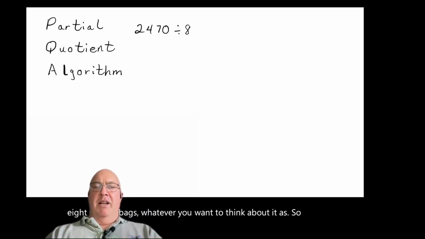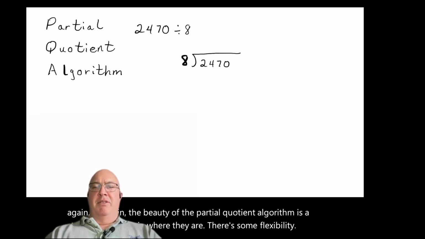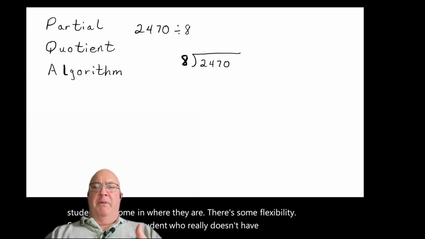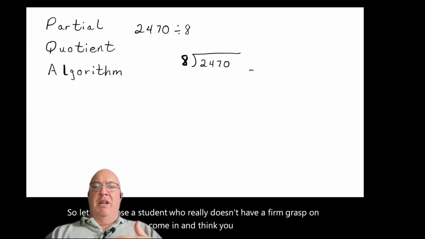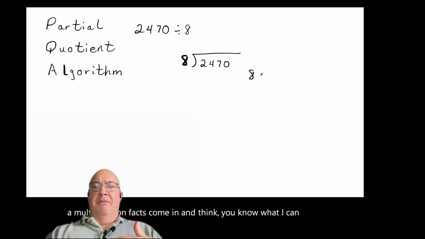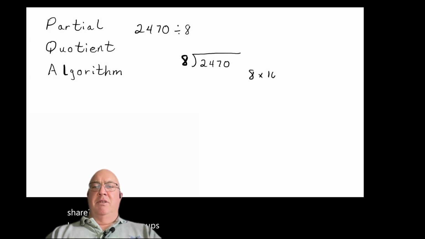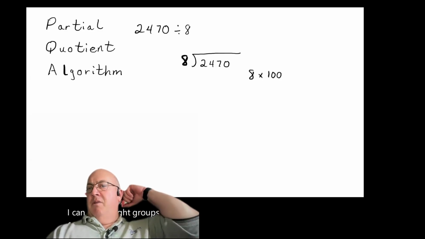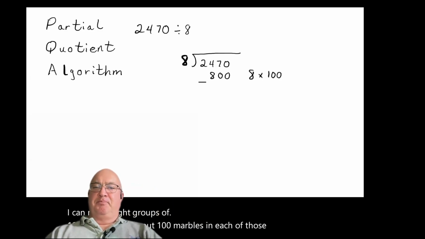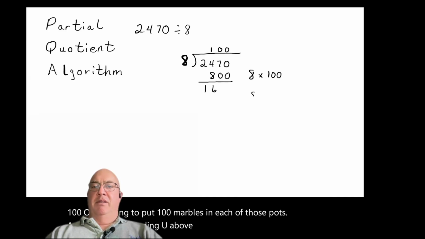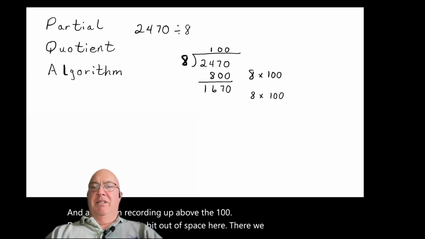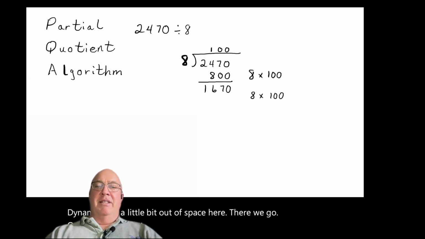Again, the beauty of the partial quotient algorithm is a student can come in where they are. There's some flexibility. Let's suppose a student who doesn't have a firm grasp on their multiplication facts comes in and thinks, you know what, I can make 8 groups of 100. So I'm going to put 100 marbles in each of those pots. And again, I'm recording up above the 100. The student recognizes I have 1,670 marbles left.